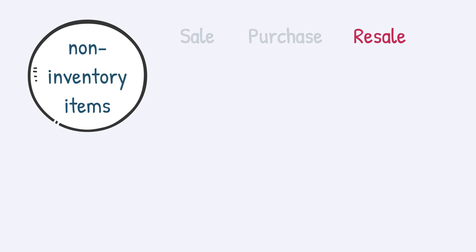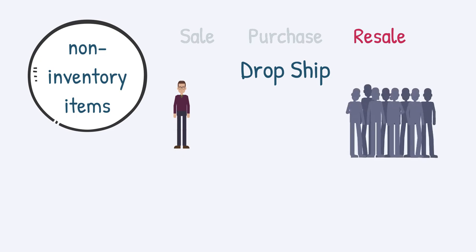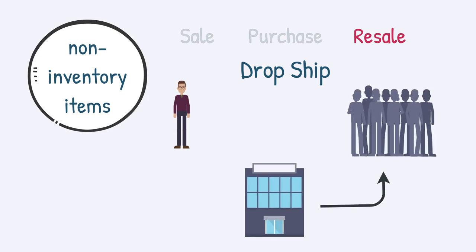And non-inventory items for resale are items that your company would both purchase and sell, but they never enter your inventory. Dropship items would fall into this category. Dropship items are items that you sell to your customer, but they go directly from your vendor to your customer without ever passing through your inventory.